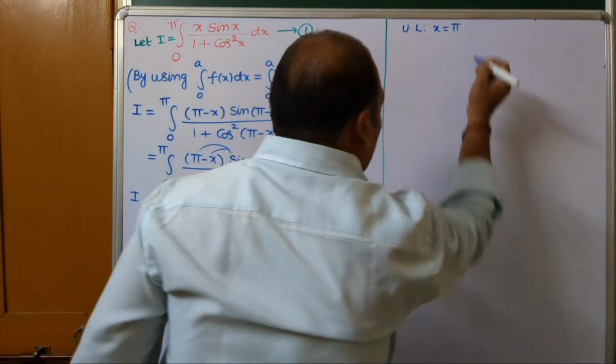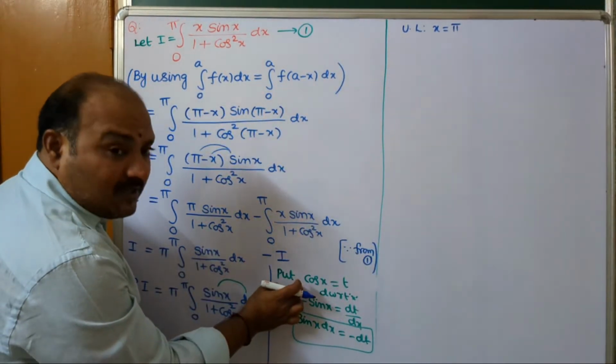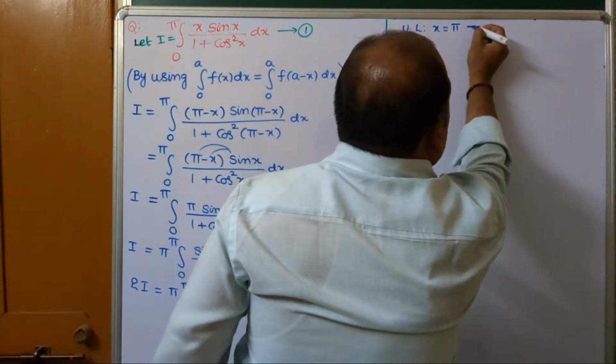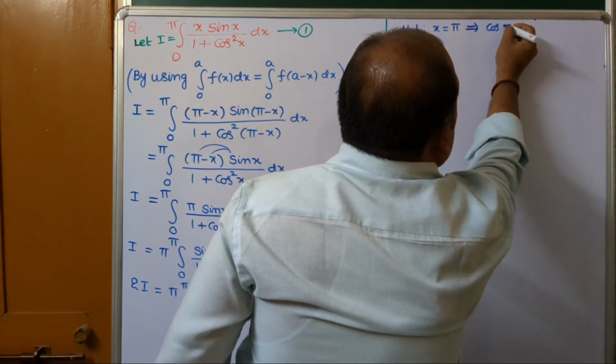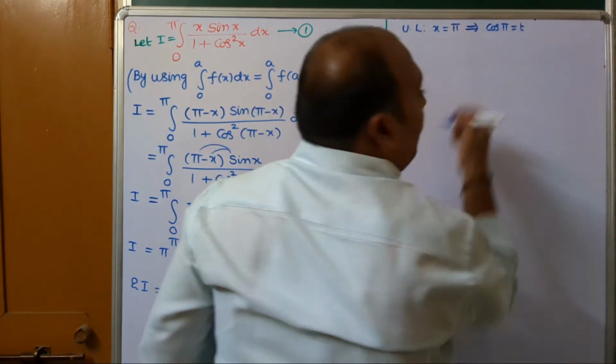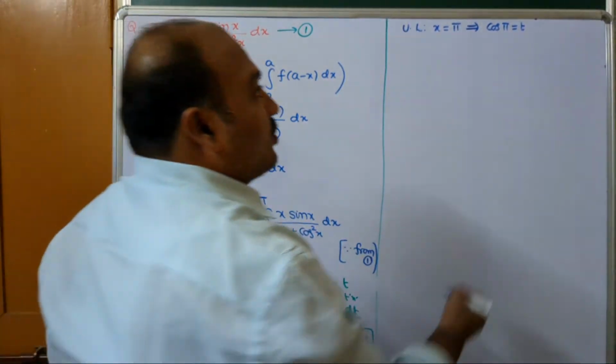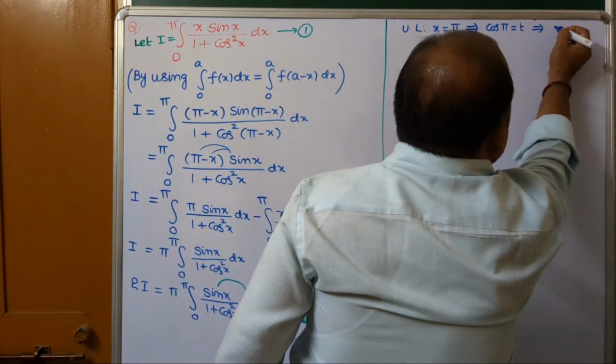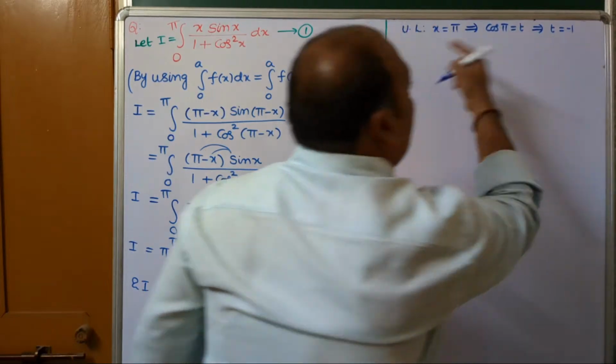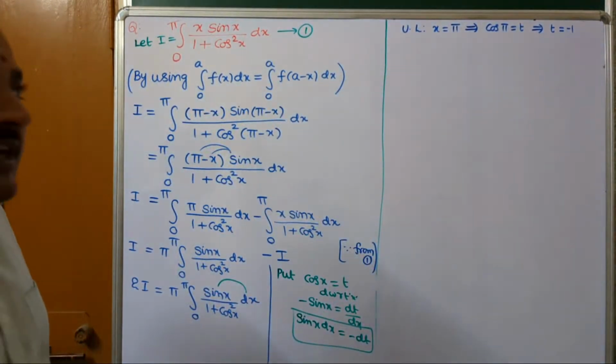When x is equal to pi, substitute in the assumption cos x is equal to t, that implies cos pi equal to t. What is cos pi? Cos pi is minus 1. So minus 1 is equal to t. So t is equal to minus 1. Upper limit value is going to be minus 1.